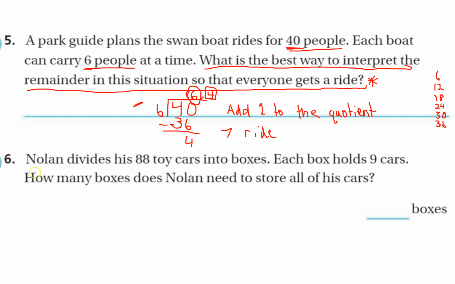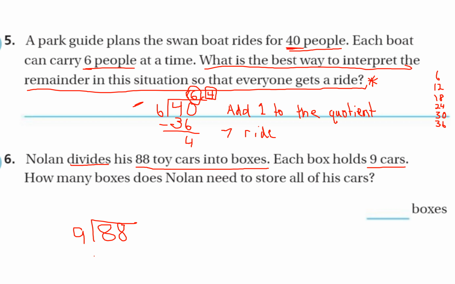All right, let's look at number 6. Basically, same idea. We are interpreting the quotient, but 88 toy cars into boxes. He's dividing. It tells us explicitly on this one. Each box holds 9 cars, so that's our division, 88 divided by 9. Now, again, you can do your 9 groups and then count 88. That will definitely get you the correct answer as long as you count correctly, but it is also time consuming.